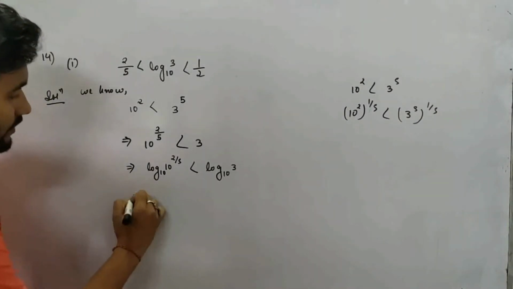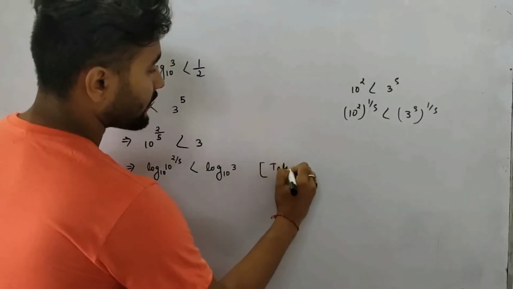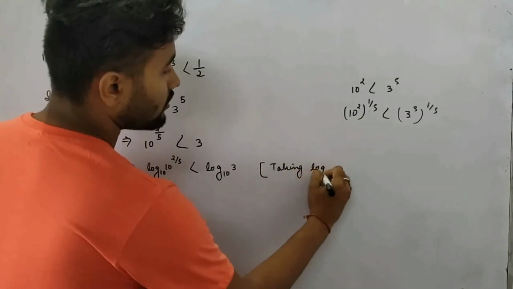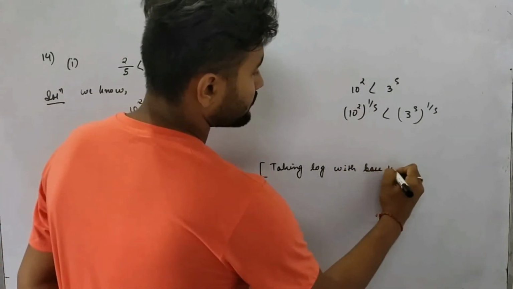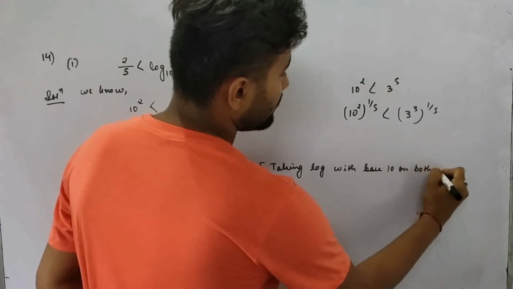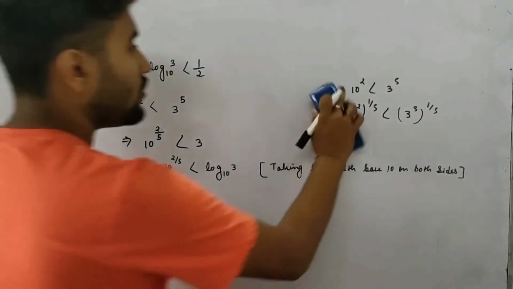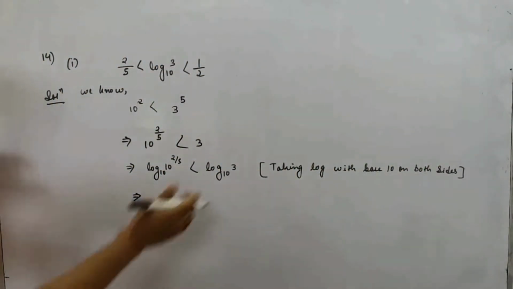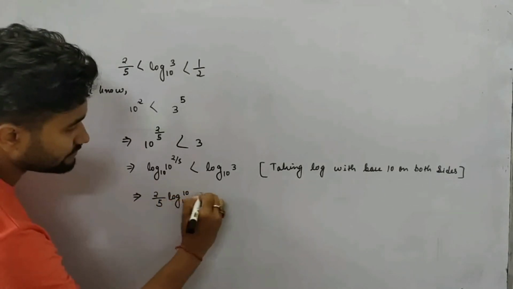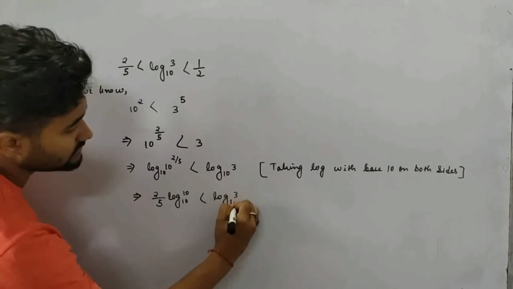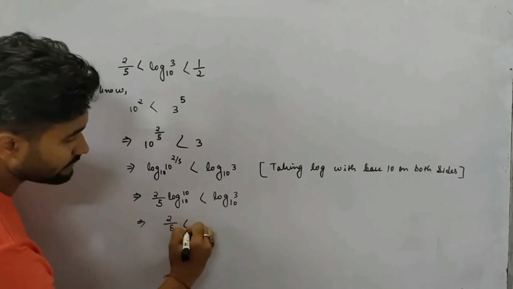So which implies, now if you want you can write over here, taking log with base 10 on both sides. So now 2 by 5 will come at the front. This is log of 10 base 10 and this is log 3 base 10. So this is 1, since log of 10 base 10 is 1. So 2 by 5 is less than log 3 base 10.